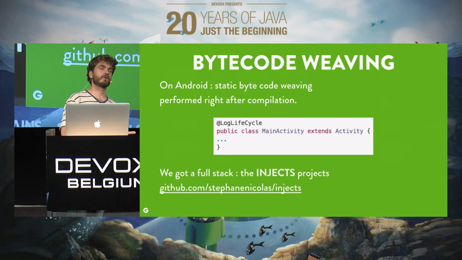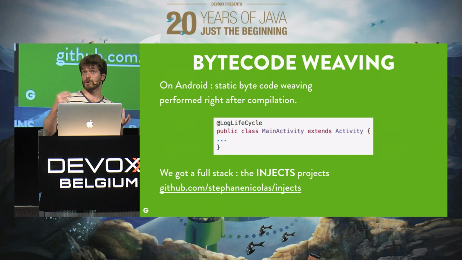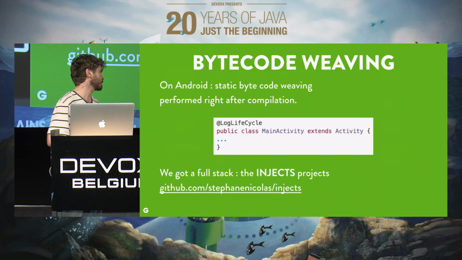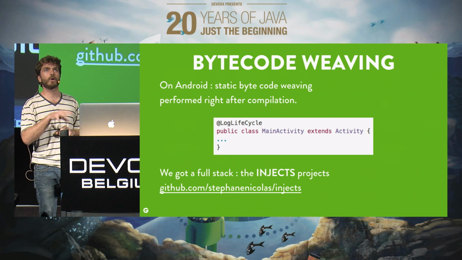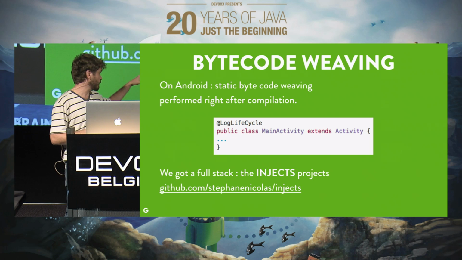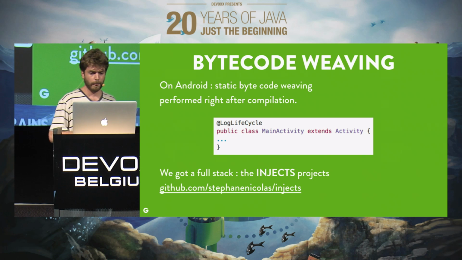There is no equivalent of a Java agent. Maybe we could use instrumentation, but it's much more limited. If you want a more in-depth talk about bytecode weaving in Android, I suggest that you go to Speaker Deck, and we got some slides also on bytecode weaving.